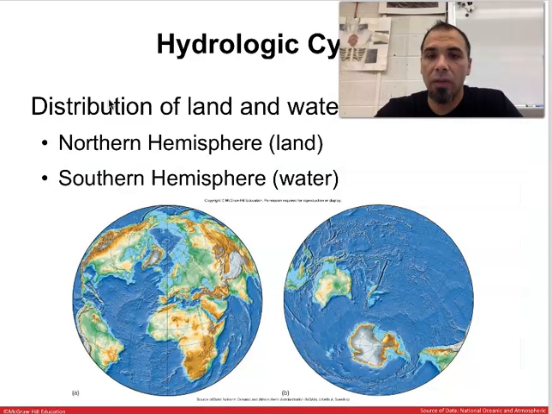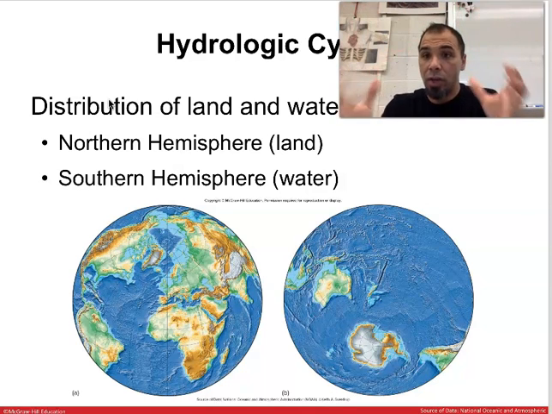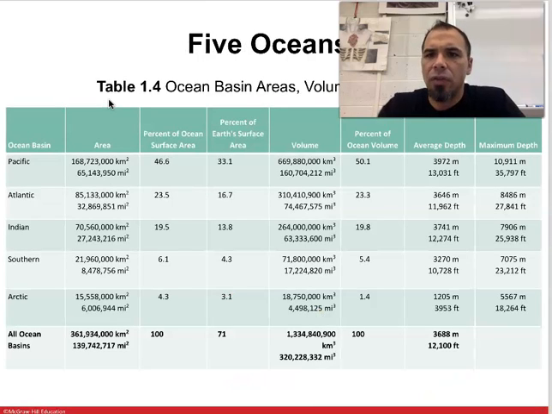And so when we talk about distribution, I already talked about this. The northern hemisphere is made up mostly of land mass, and the southern hemisphere is water. And that's why when the Earth spins, you have that pear shape, because there's a lot more water in your southern hemisphere. And here are your 5 oceans, not 7 seas. Pacific as being the largest. We go Pacific, Atlantic, Indian, Southern, and Arctic.